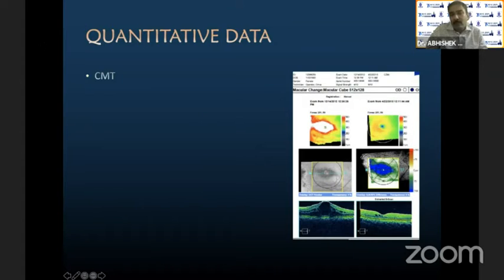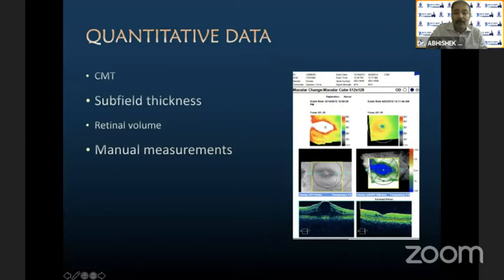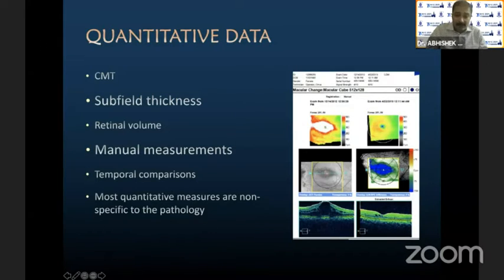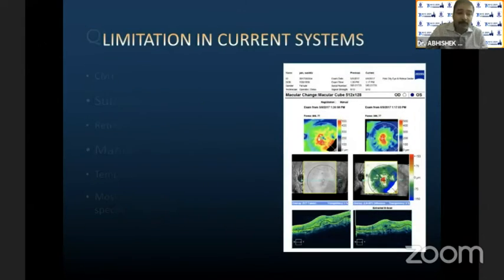If you look at quantification, we usually look at the CMT or subfield thickness. We very occasionally look at the retinal volume also. But most of the time, if we have to measure, we go for manual measurements. That is because a lot of times the segmentation is off, and we use quantitative data predominantly for temporal comparisons. Most quantitative measures are non-specific to the pathology. Macular edema, or for that matter intraretinal fluid, can be present in several pathologies, so it's not very specific.